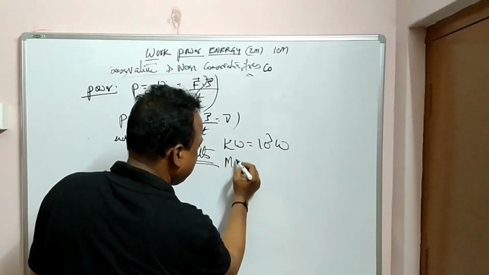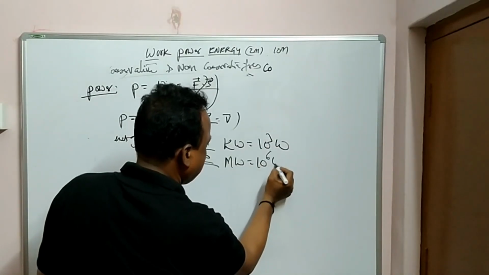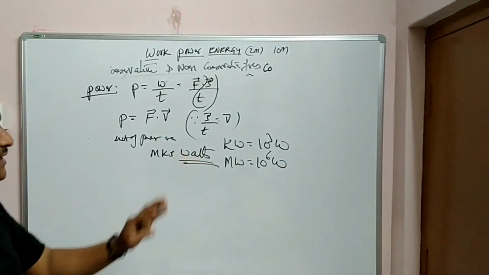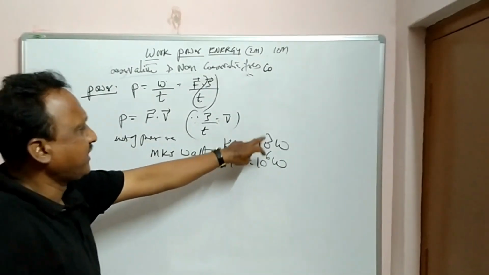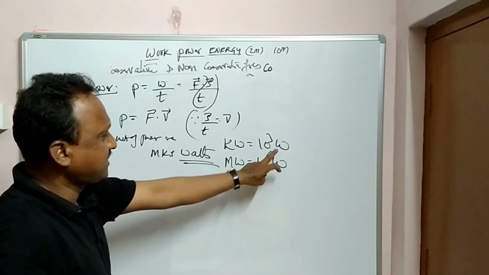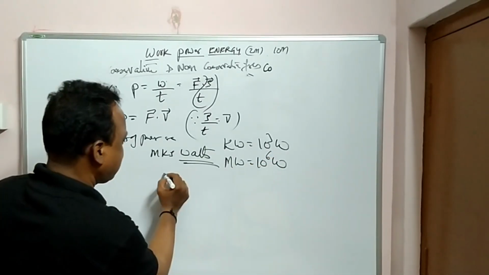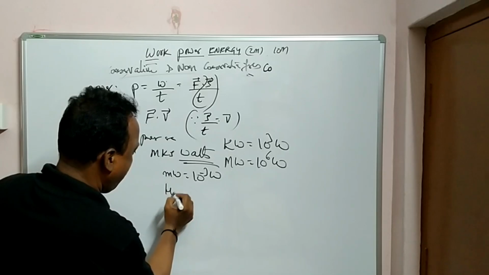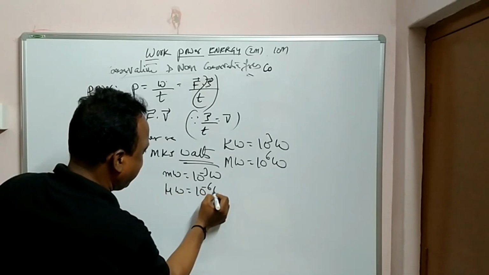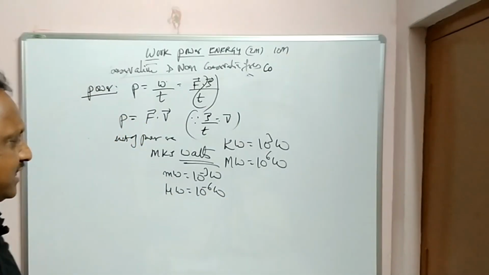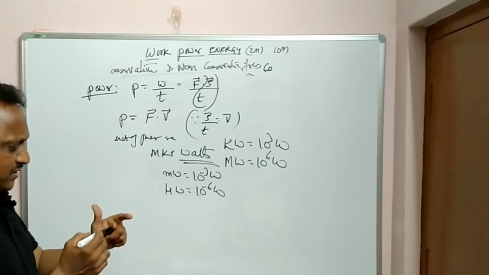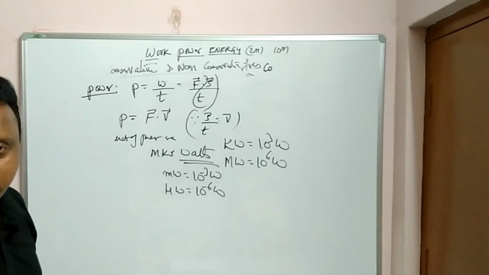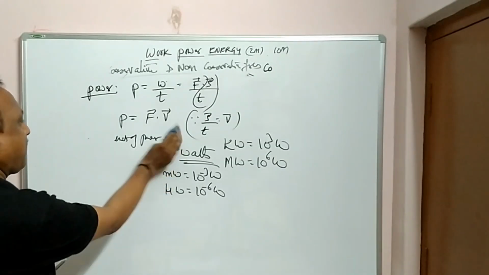Megawatts, 10 power 6 watts. So you can convert the factors here. kW means kilowatt, 10 cube watts. Megawatts means 10 power 6 watts. Milliwatts, 10 power minus 3. Microwatts, 10 power minus 6. Milli is 10 power minus 3 and micro is mu, that is 10 power minus 6. So like this you can also explain the power.